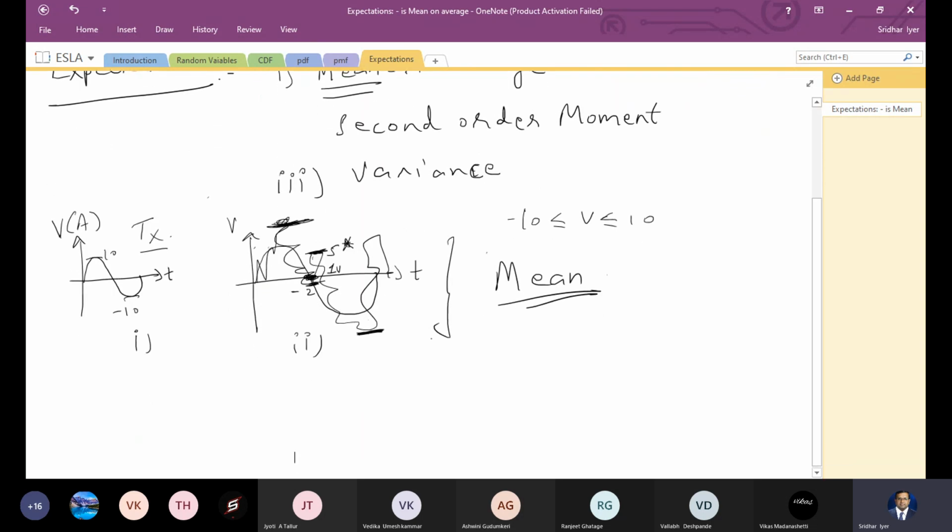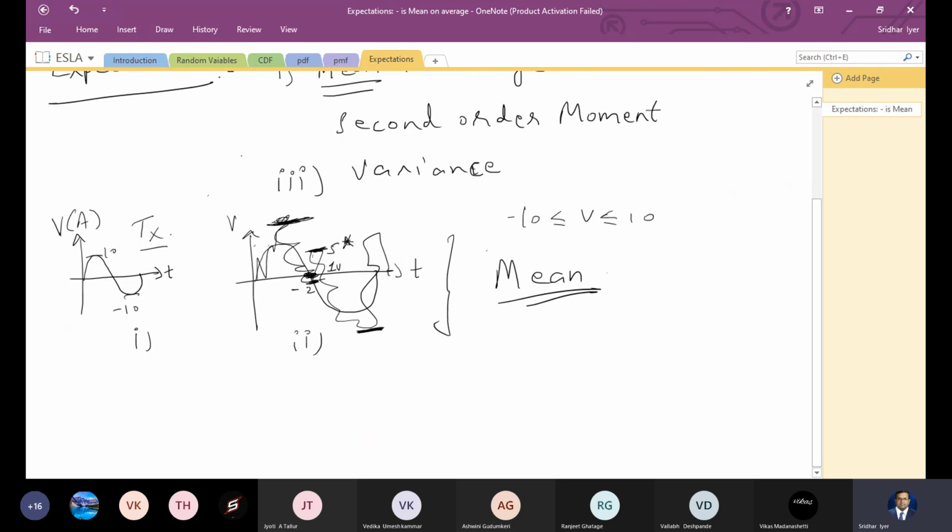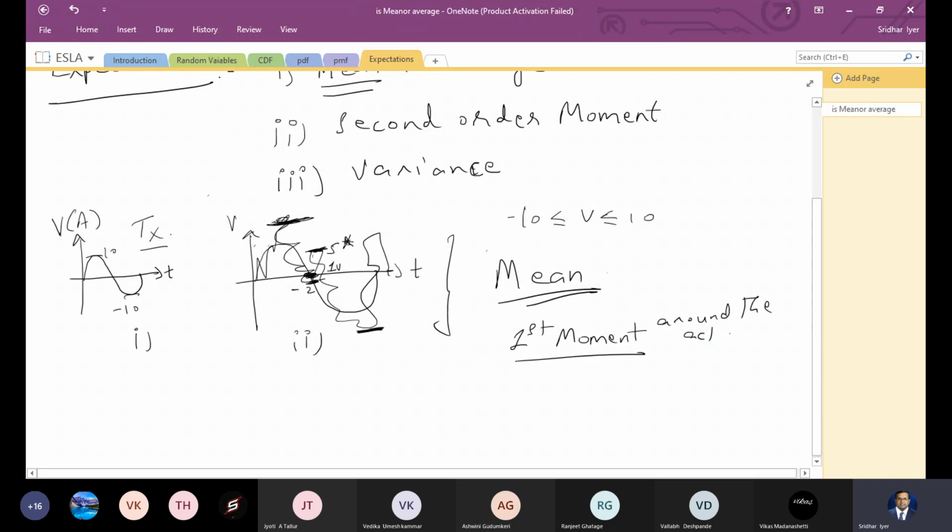So this mean that we calculate here, because it is the closest value and this is the first thing that we do to find whether the value is close to the actual value or not, is known as the first moment. Because it is the moment around the actual value. Moment around the actual value.